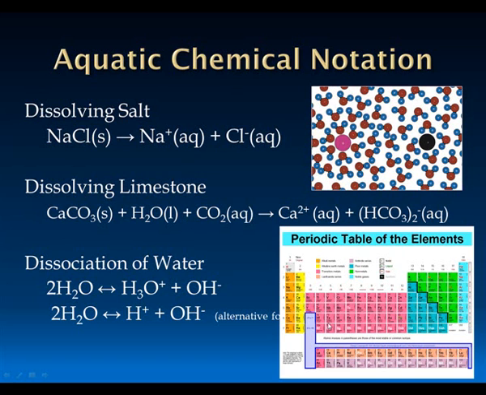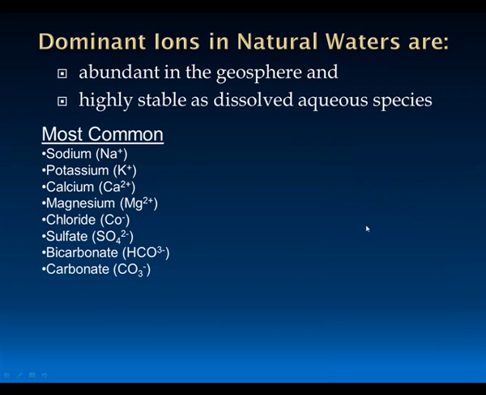Obviously, we have myriad possibilities through the periodic table for ionic bonds dissociating into aqueous solutions. And to think about the implications for ions in natural waters, there are two things that have to occur before you're going to get a lot of something dissolved in water. One is that it has to be abundant in the geosphere. So you've got to have a lot of it around to be able to be dissolved. And two, it has to be highly stable as a dissolved aqueous species. And so these are the elements, or the molecules, that meet those criteria.